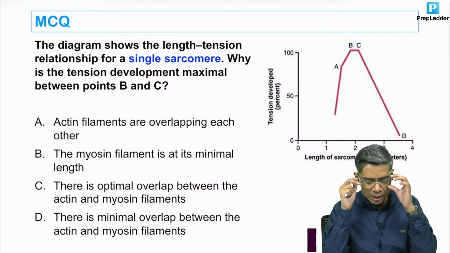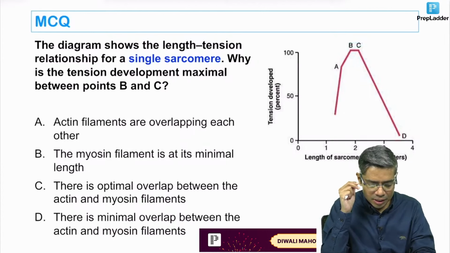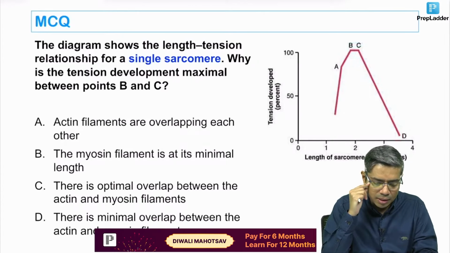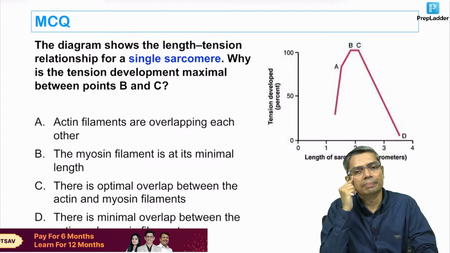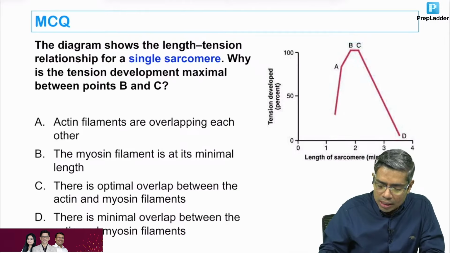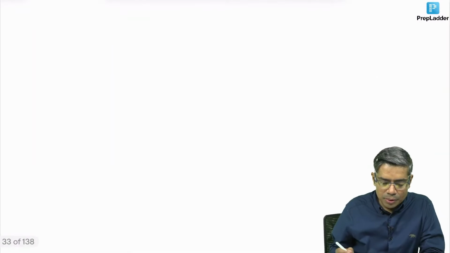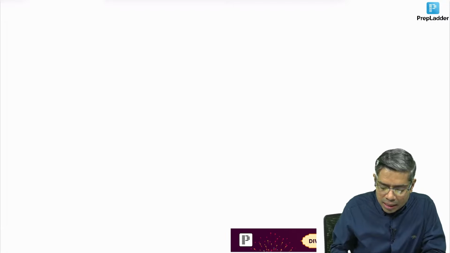The next question: the diagram shows the length tension relationship in a single sarcomere. Why is the tension development maximal between B and C? To understand the length tension relationship, you first have to understand the diagram of the sarcomere.